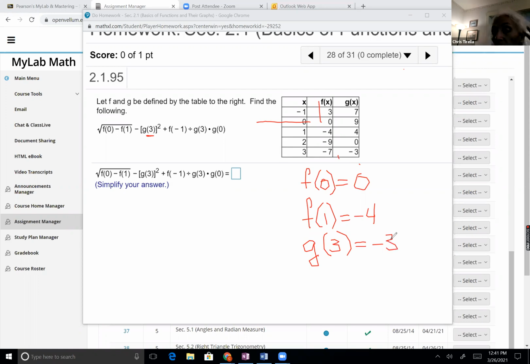Are you okay with where I'm getting these numbers off the table? Or am I just talking too fast at you? Yeah, that's where I was confused. I wasn't sure where the number was coming from. The number in parentheses is the X value. Oh, okay. And then you have to go to the right function. So the next one asks for F of -1. And as I look at this, when X is -1, F is 3.